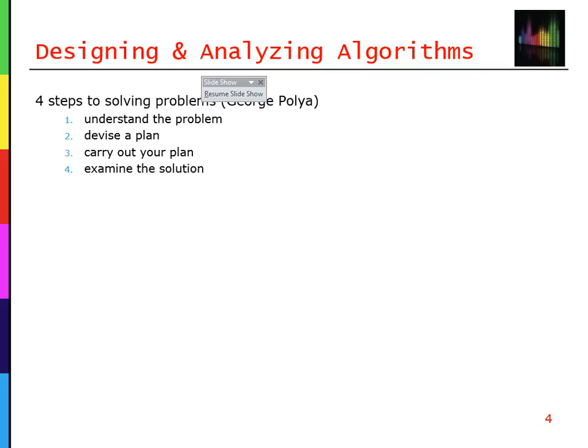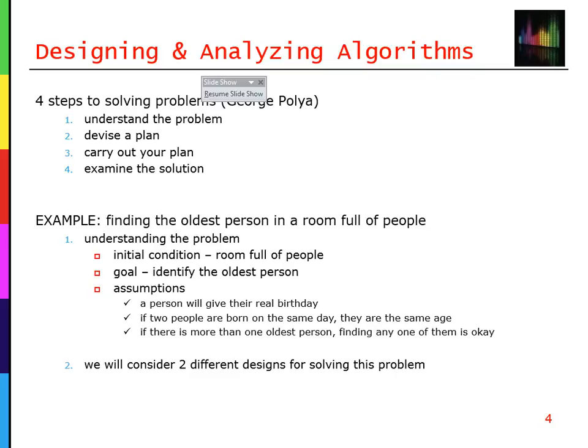So the 4 steps to solving problems are: understand the problem, design a plan, carry out the plan, and examine the solution. So, for example, let's say we want to find the oldest person in a room full of people. Well, what is the problem? The problem is, initially, we have a room full of people, and we now identify who the oldest is. And what are the steps that we would take to do that?